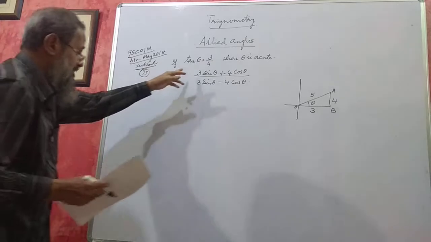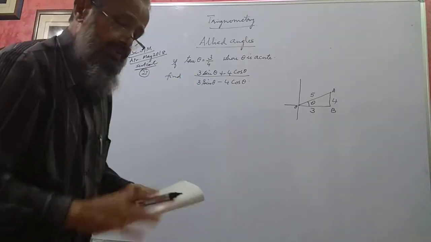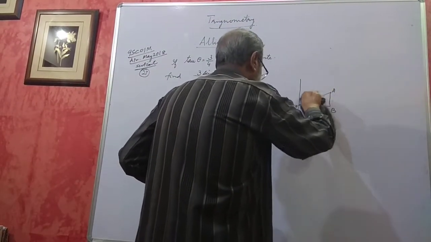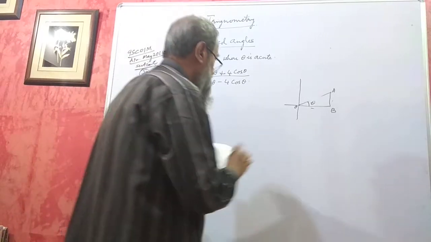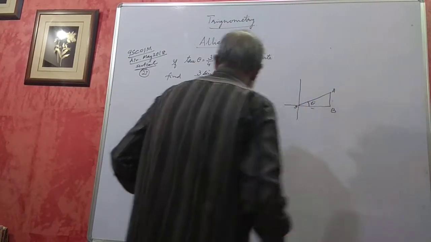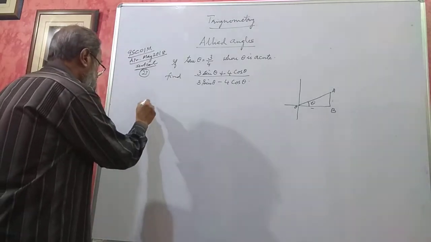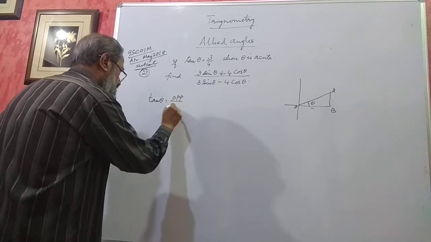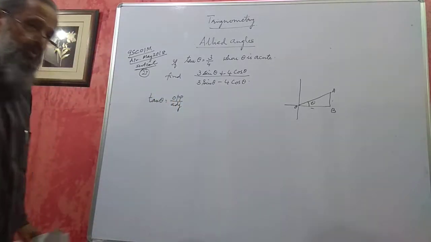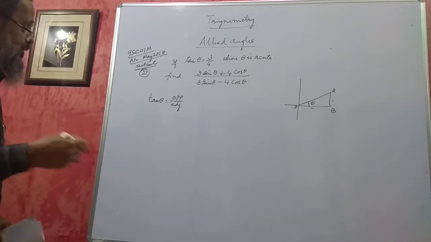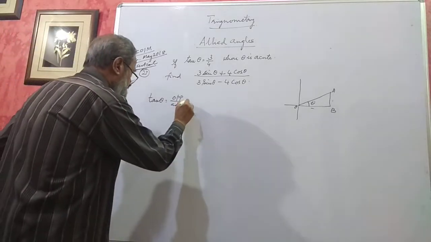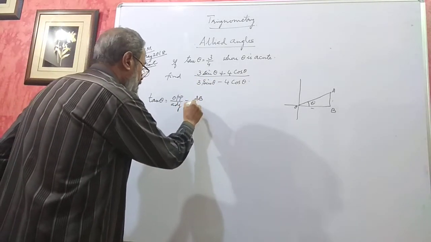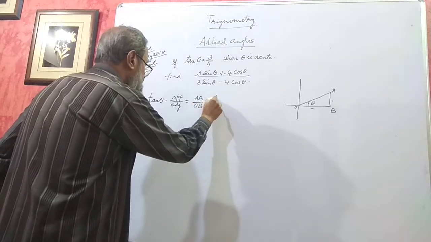Again, he has given one ratio. The ratio given is tan theta, so tan theta is 3 by 4. We know tan is opposite by adjacent. You have to keep repeating, writing these formulae again and again so that you become used to it, you become accustomed to it. Opposite by adjacent, that is AB by OB. It is given as 3 by 4.